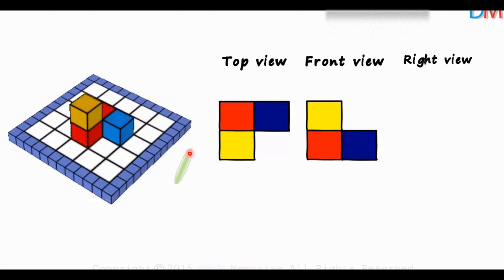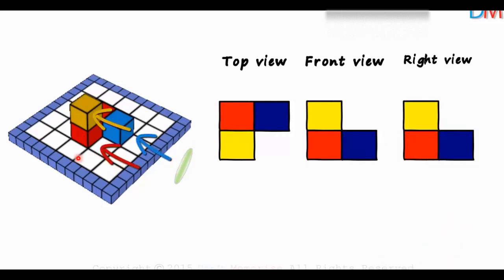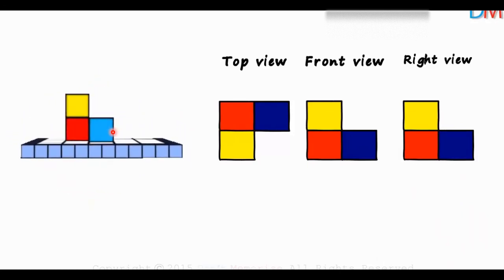Okay, then the right side view. Here imagine you are here only. So red square, then yellow square. After the red square you have to draw one blue square. So you have to imagine and draw. Okay, we'll see some more examples.